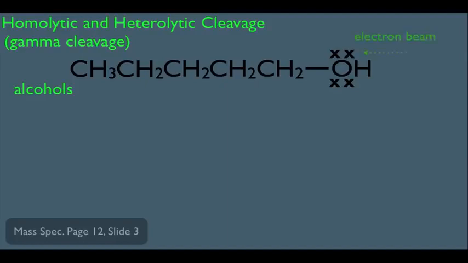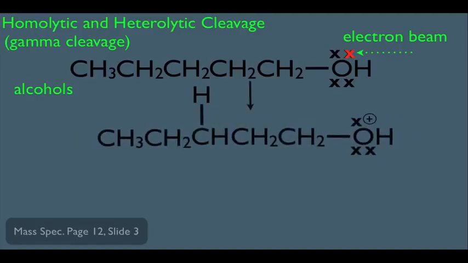Again, it starts off with the electron beam dislodging one of the electrons on the oxygen, giving rise to this particular molecular ion. Now notice I'm emphasizing one of the hydrogens here in this molecule. It's actually the gamma hydrogen. Because again, using that same nomenclature here, this is the alpha carbon connected to the oxygen, that would be the beta, and this would be the gamma carbon. So we're looking at the hydrogen connected to the gamma carbon. If you have an alcohol that has this type of setup here, then here's what the cleavage looks like.